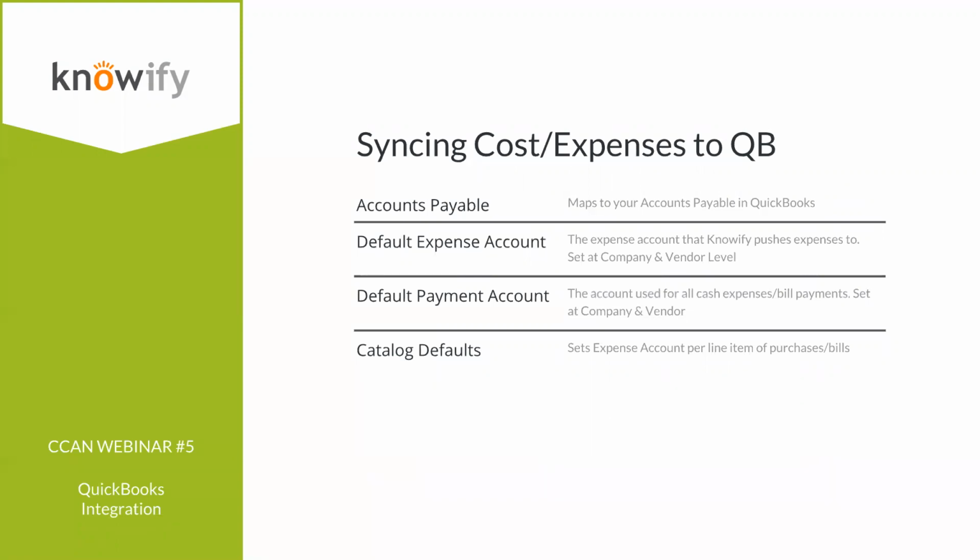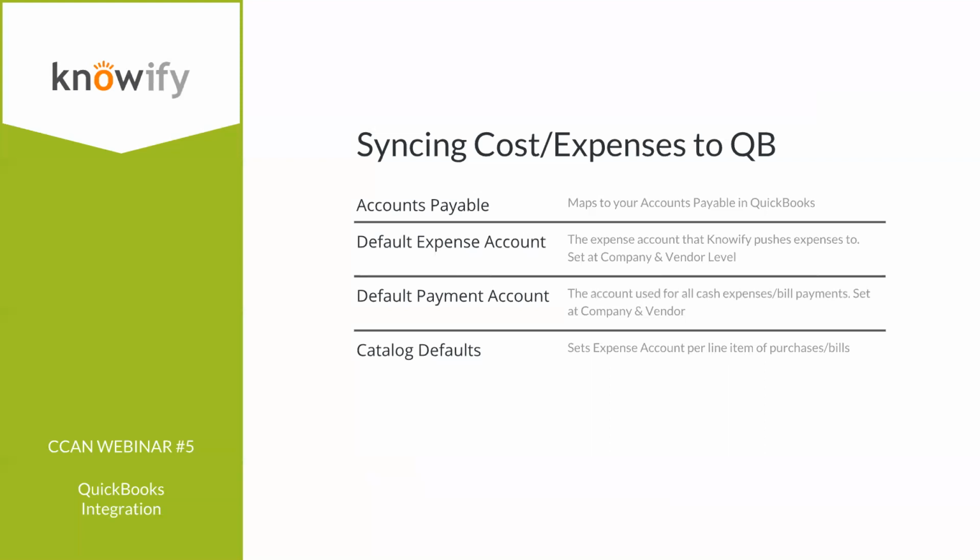You can say, everything comes from our savings account unless it's from Home Depot, in which case we use our checking account. So that way you get a little bit more precision on which payment accounts are being used per each transaction. But I also want to get into catalog defaults.